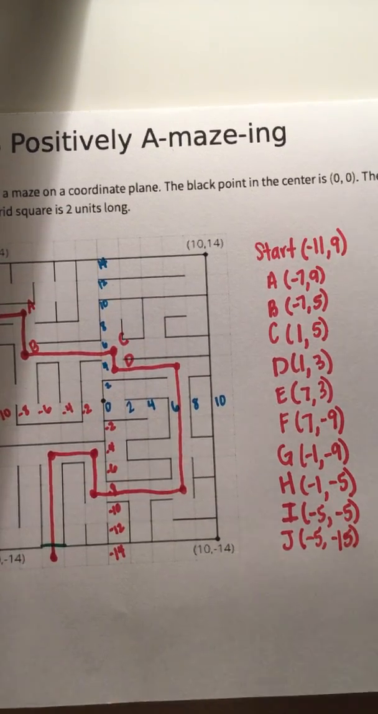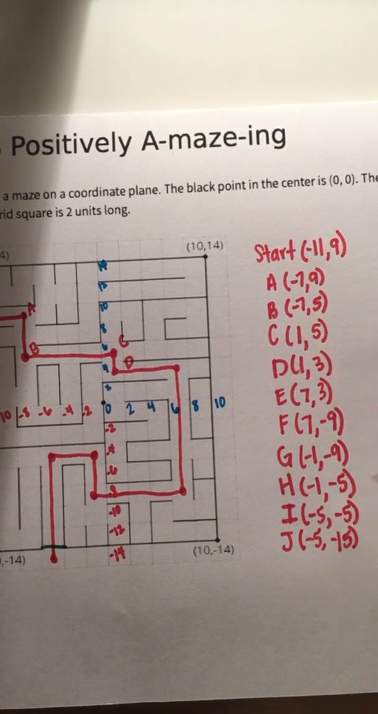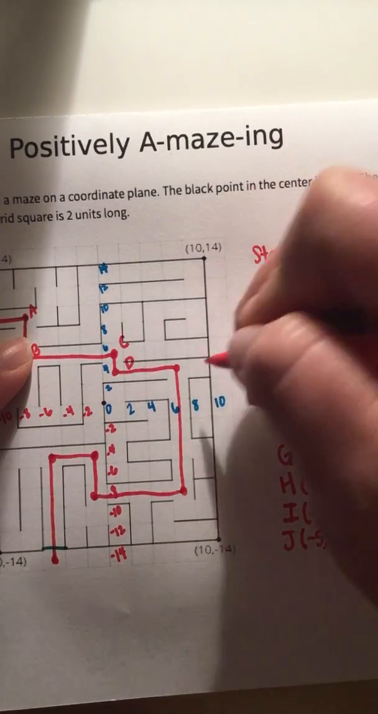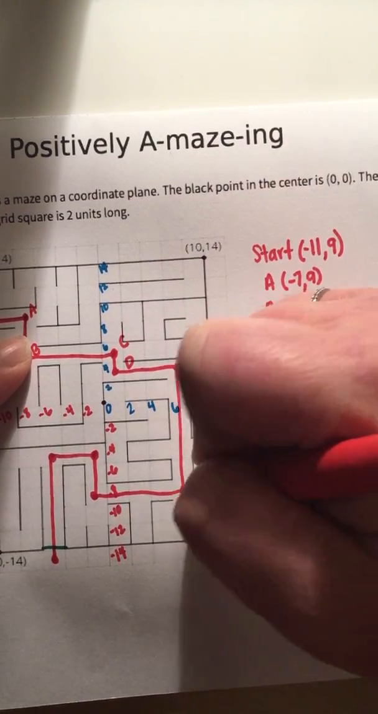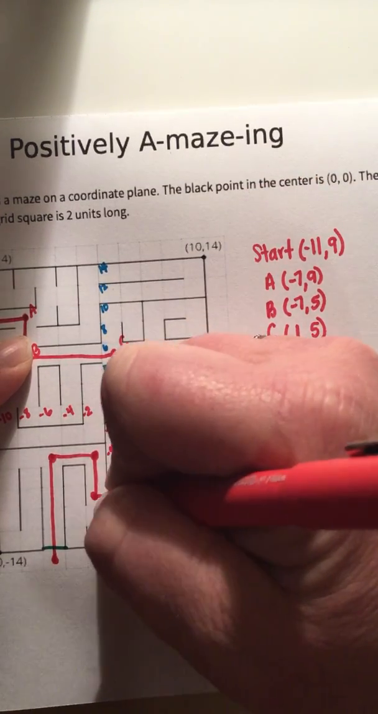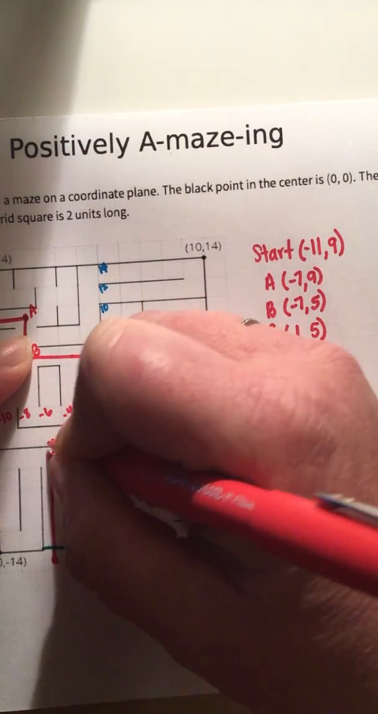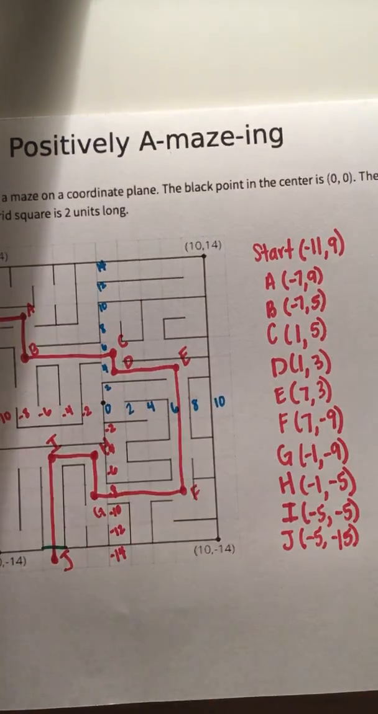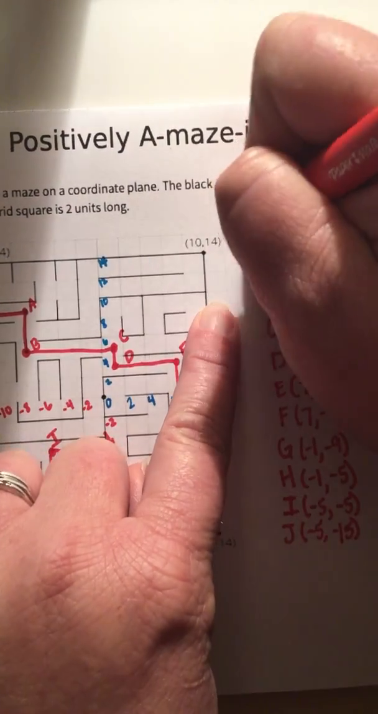All right, so that's essentially what the graph should look like, and then your points labeled. Let's go back in real quick and label our points. E, F, G, H, I, and J. All right, so this is number 1.